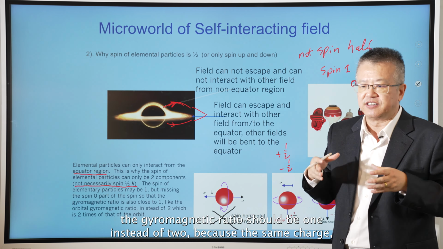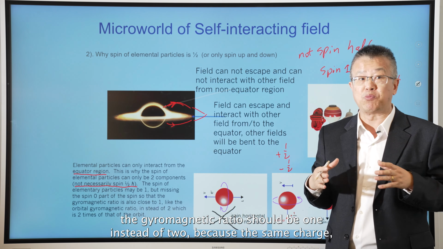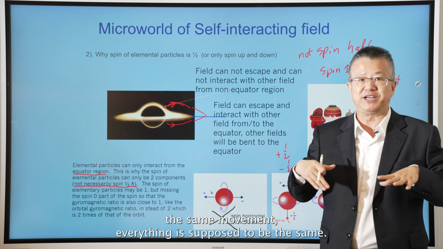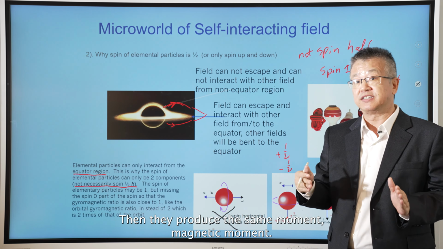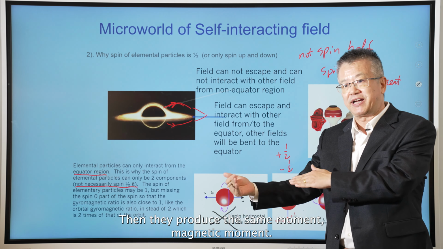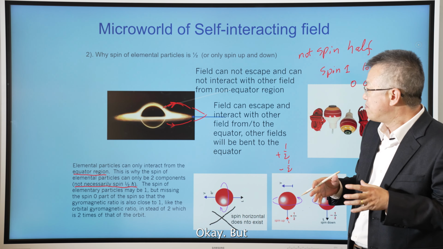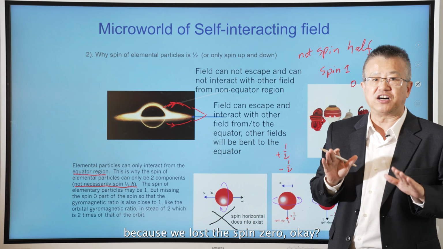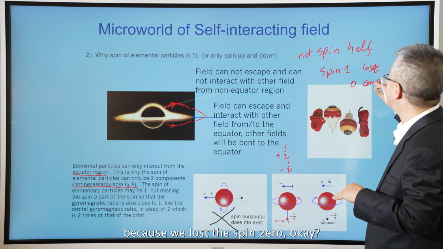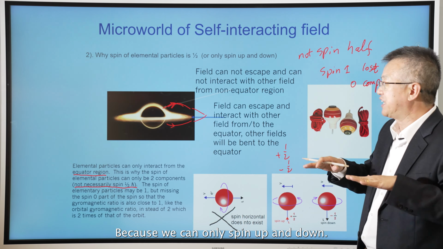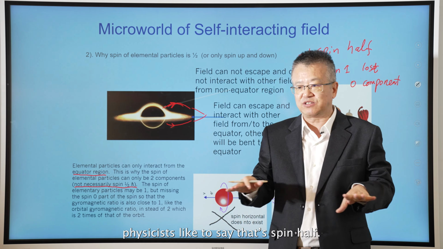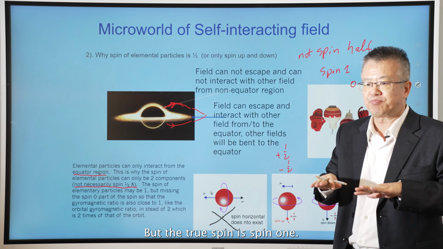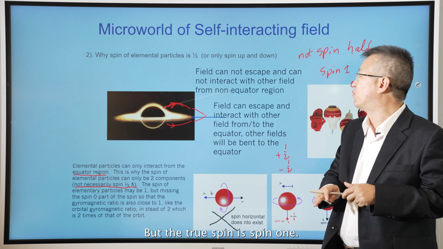Philosophically, we think the gyromagnetic ratio should be 1 instead of 2, because the same charge, the same movement, everything is supposed to be the same. Then they produce the same magnetic moment, okay? But the elemental particle is 2 because we lost the spin 0, okay? Because we can only spin up and down. That's why physicists would like to say that's spin half. But the true spin is spin 1.